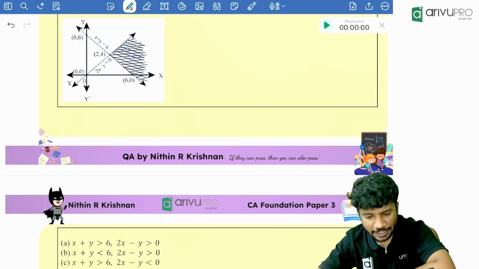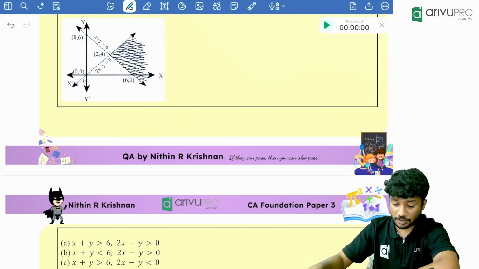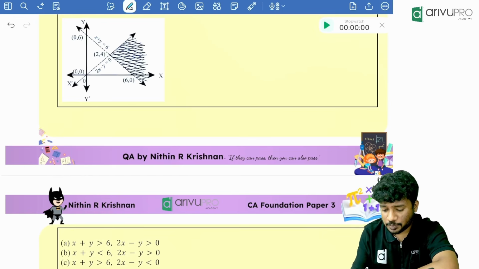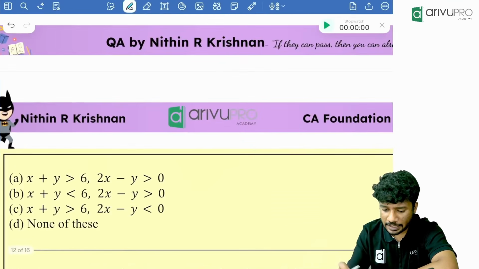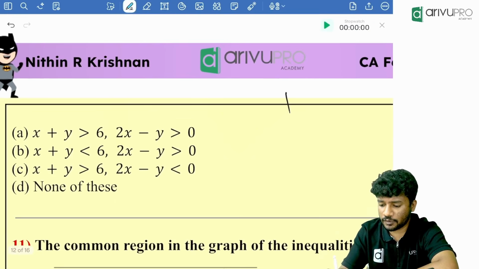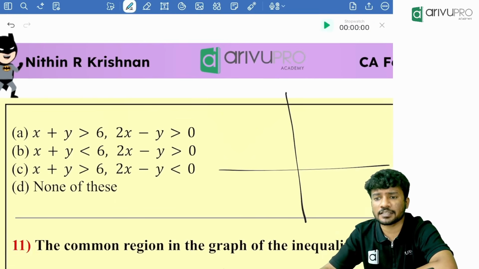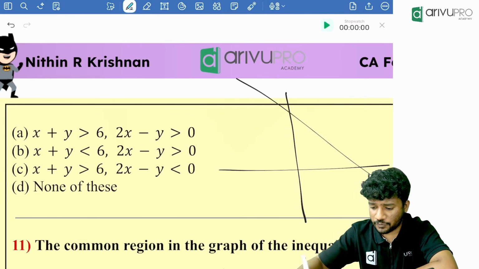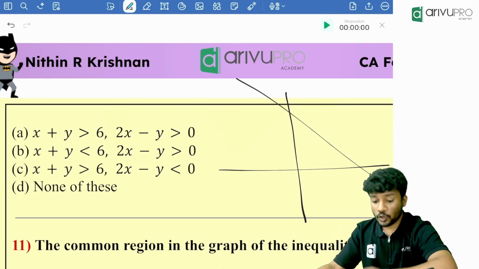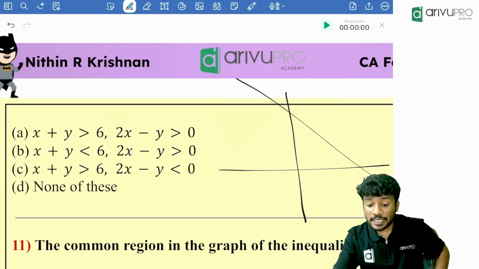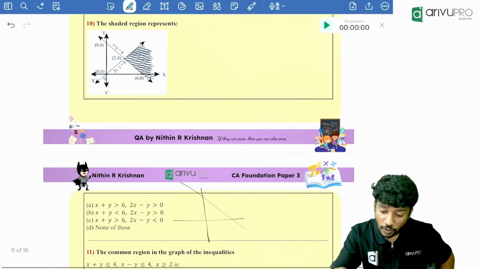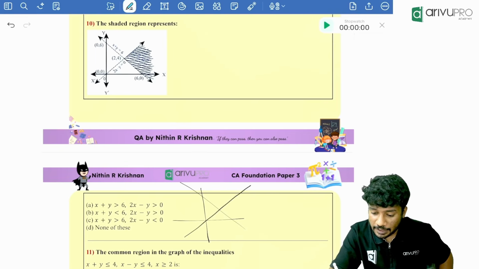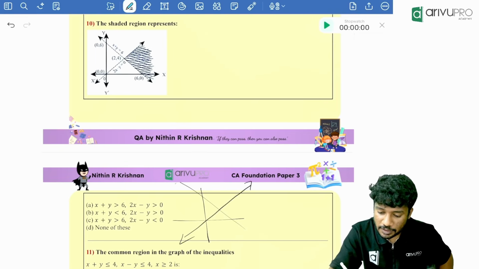Many people are telling A. We will check whether A is the answer or not. A is what? X plus Y greater than 6. How will the graph look like? X plus Y greater than 6. Signs are same means the graph will look like this. Then 2x minus y is greater than 0. It's shown already over here. We can draw it like this. Two things are there. Okay.